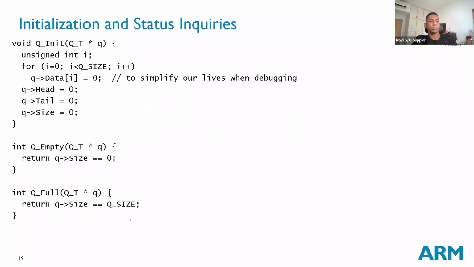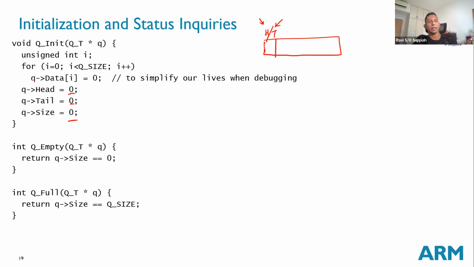Now let's look at the code. So the code is basically, first you initialize. When you initialize the queue, let's assume that the queue is here. Initially, I point the head and the tail both to the same place. Initially it is empty, so the size is also 0.